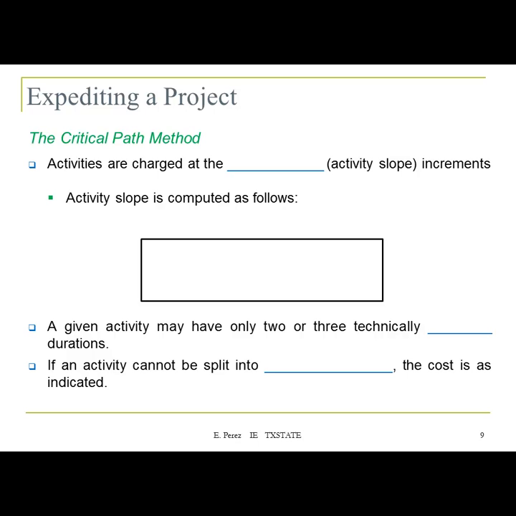The activities are going to be charged at the cost per day, which we call the activity slope. And the activity slope is computed as follows. This is going to be the slope, which is going to be equal to the crash cost minus the normal cost divided by the crash time minus the normal time.